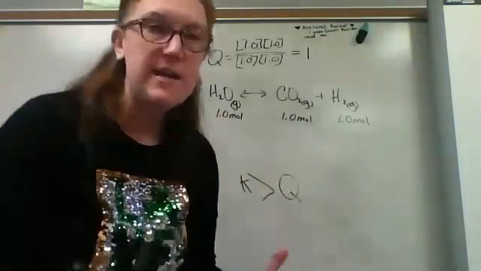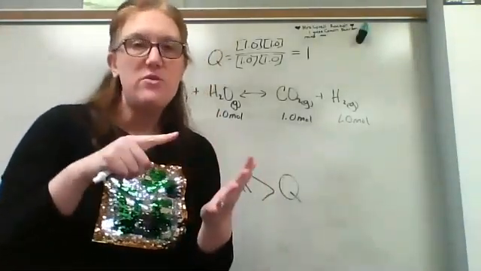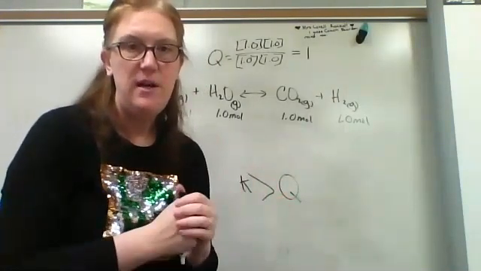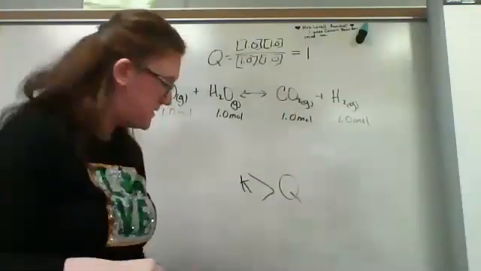So if you know that K is greater than Q, and this is going to be important later on, which side would it shift? The products. It would shift to make more products. Now keep that in mind. You're going to try to make more products, okay?